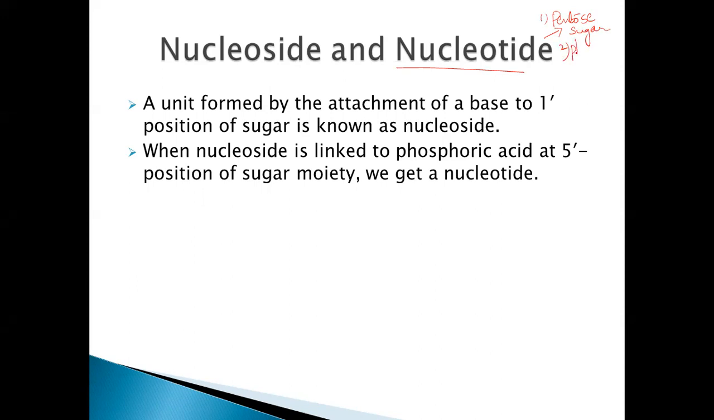phosphoric acid, and a base, purine or a pyrimidine base. So in other words, the nucleotide is made up of all this: pentose sugar, phosphoric acid, and base. So let's look at the structure of the nucleotide, by how these are linked to one another.